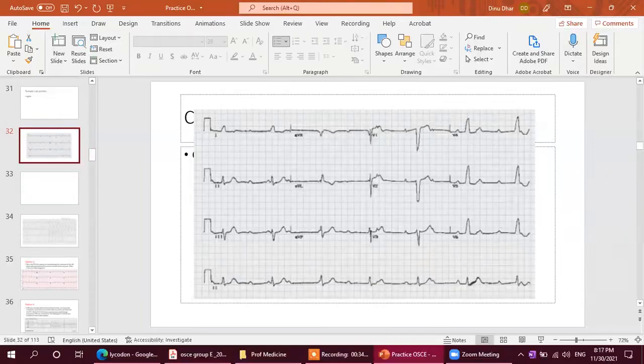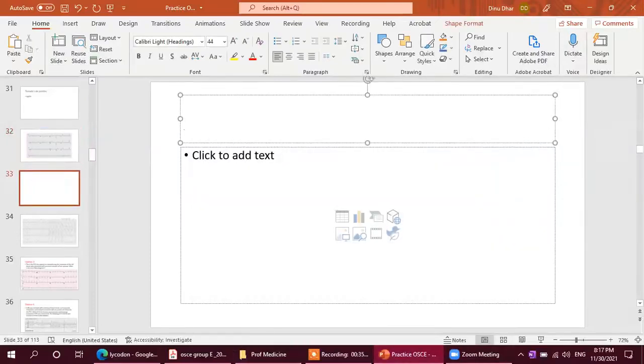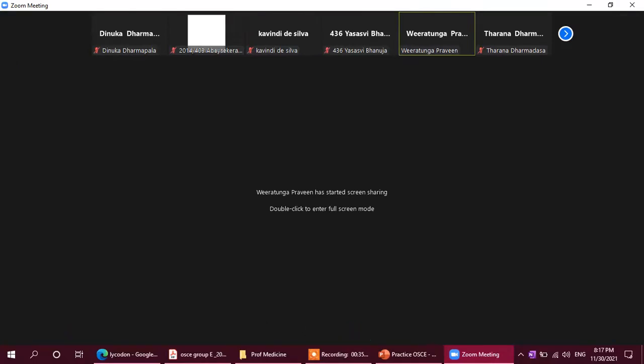Now the last type is a complete heart block. Complete heart block. Now in complete heart block, the main thing that you see on ECG is there is no relationship between the P wave and the QRS complex. There is no relationship.